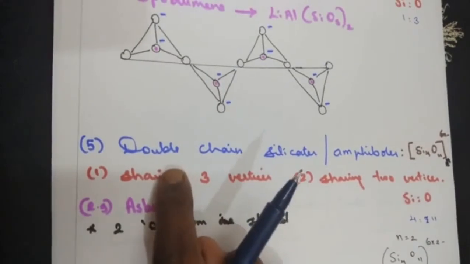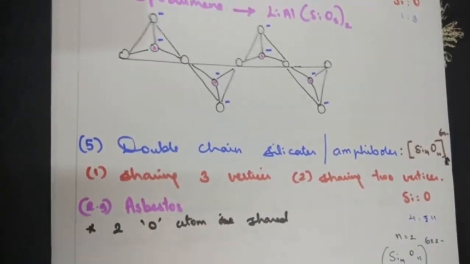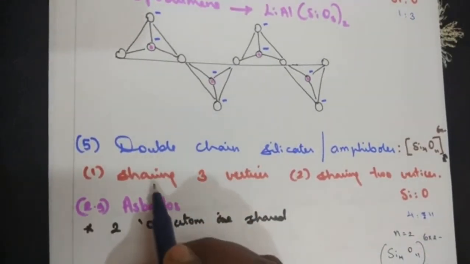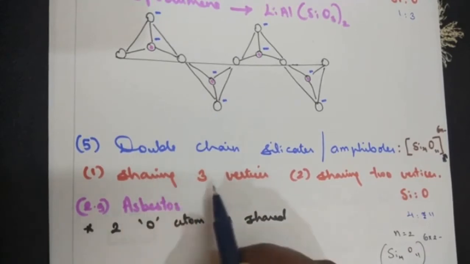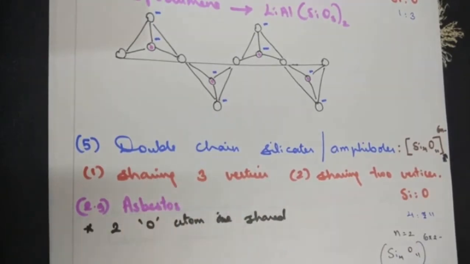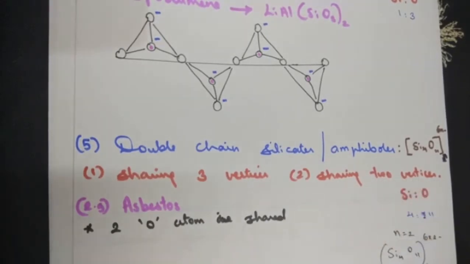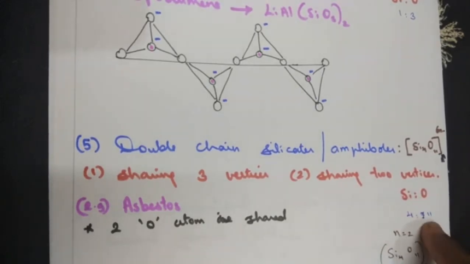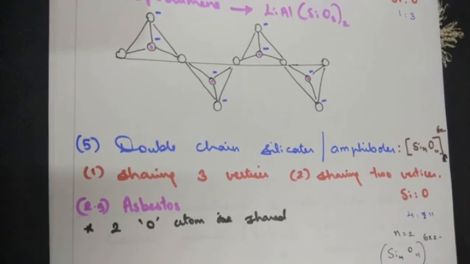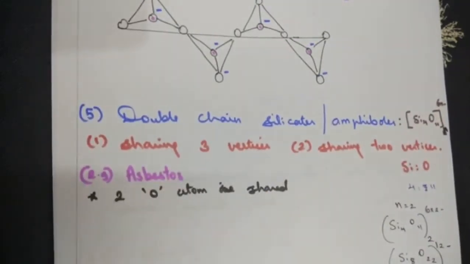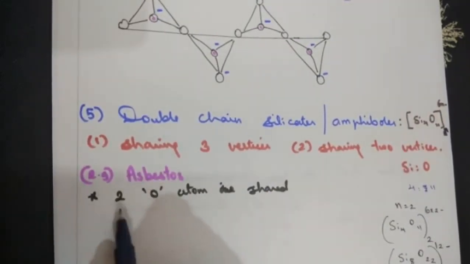Now, in terms of double chain silicate, there are 2 important points. You will find some of the units are sharing all the 3 vertices, meaning 3 corners. Some will be sharing only the 2 vertices or 2 corners. The ratio will be 4:11. So 4 silicons are shared with 11 atoms of oxygen. Example, asbestos sheet. And here again 2 oxygen atoms are shared.